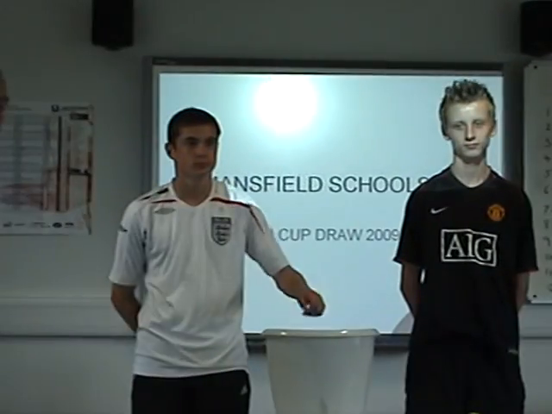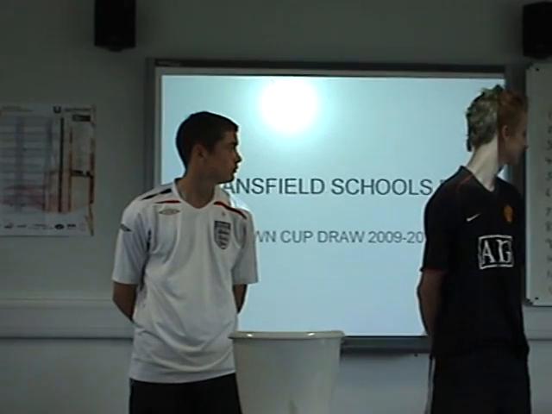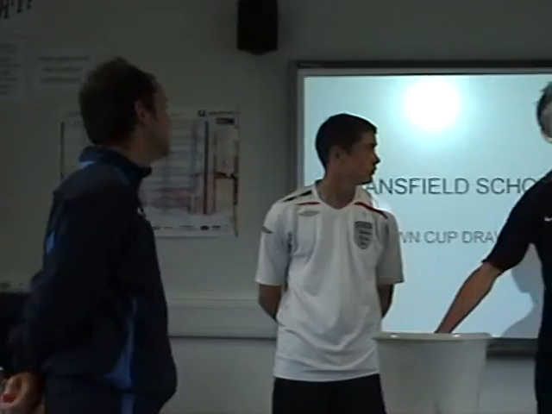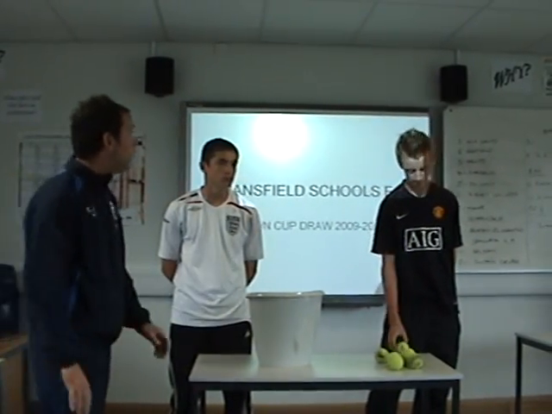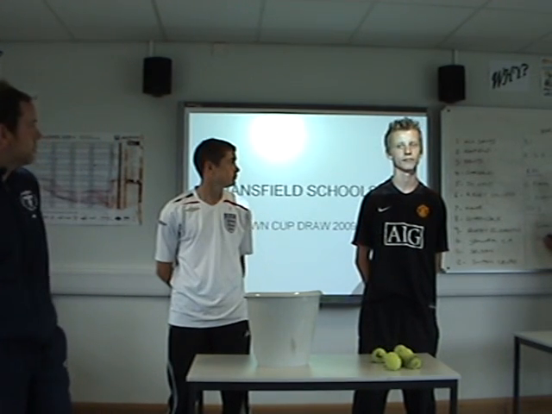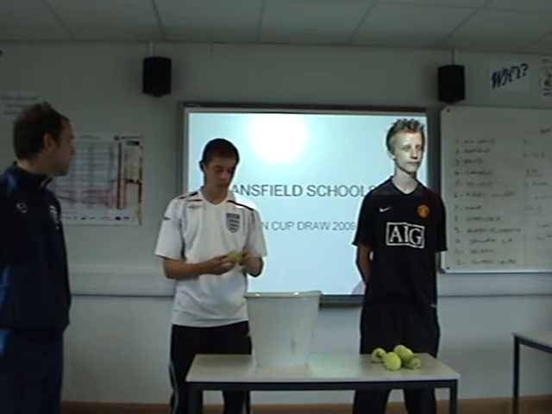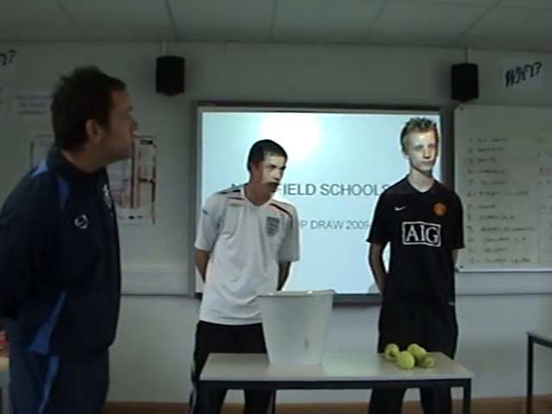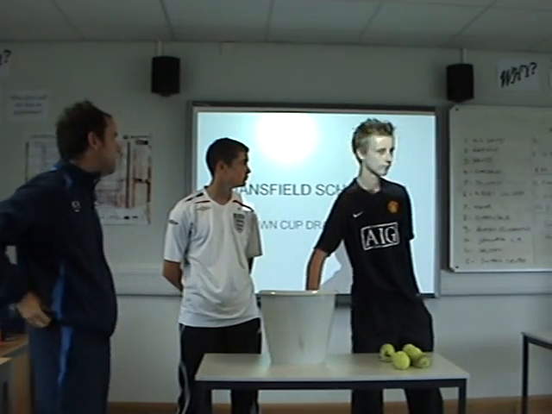Number 12. Number 12, Sutton Centre at home. Number 4 against the winner of B, which is Kirkby and Manor. My apologies. Number one, which is All Saints, played a home game against number nine, which is the winner of Joseph Whittaker and the winner of the A game from round one, which is QE and Garibaldi.